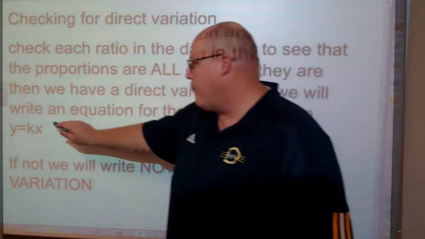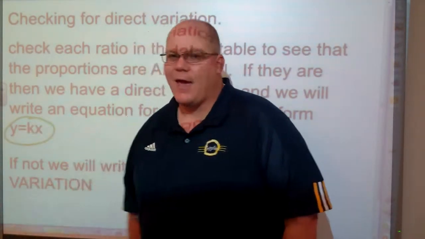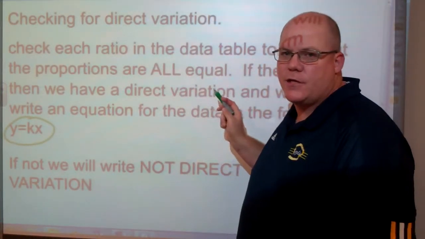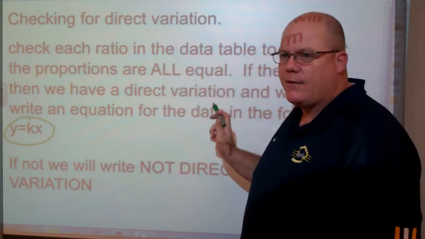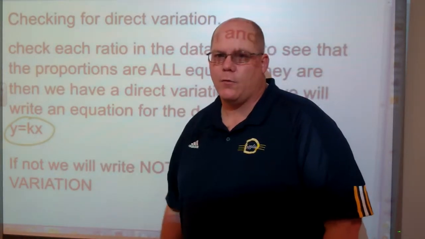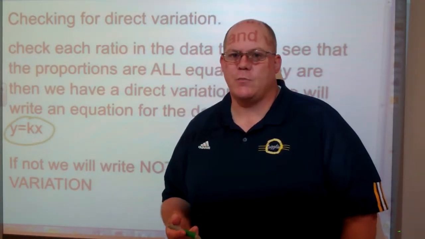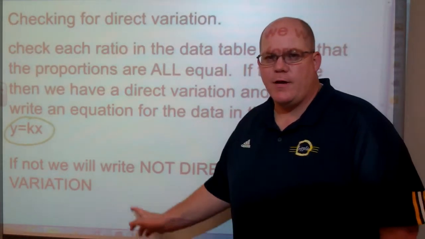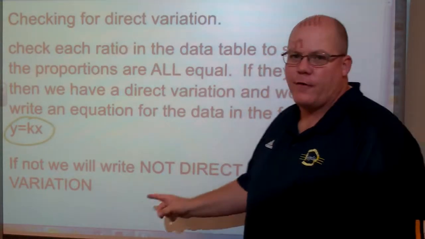Our equation will be in the form of y equals kx. Our k will be the ratio that is constant throughout that data table. So we'll take that ratio and insert it into our equation. And then I'll show you how to make predictions based on the equation. Again, if it's not direct variation, we will simply write not direct variation.